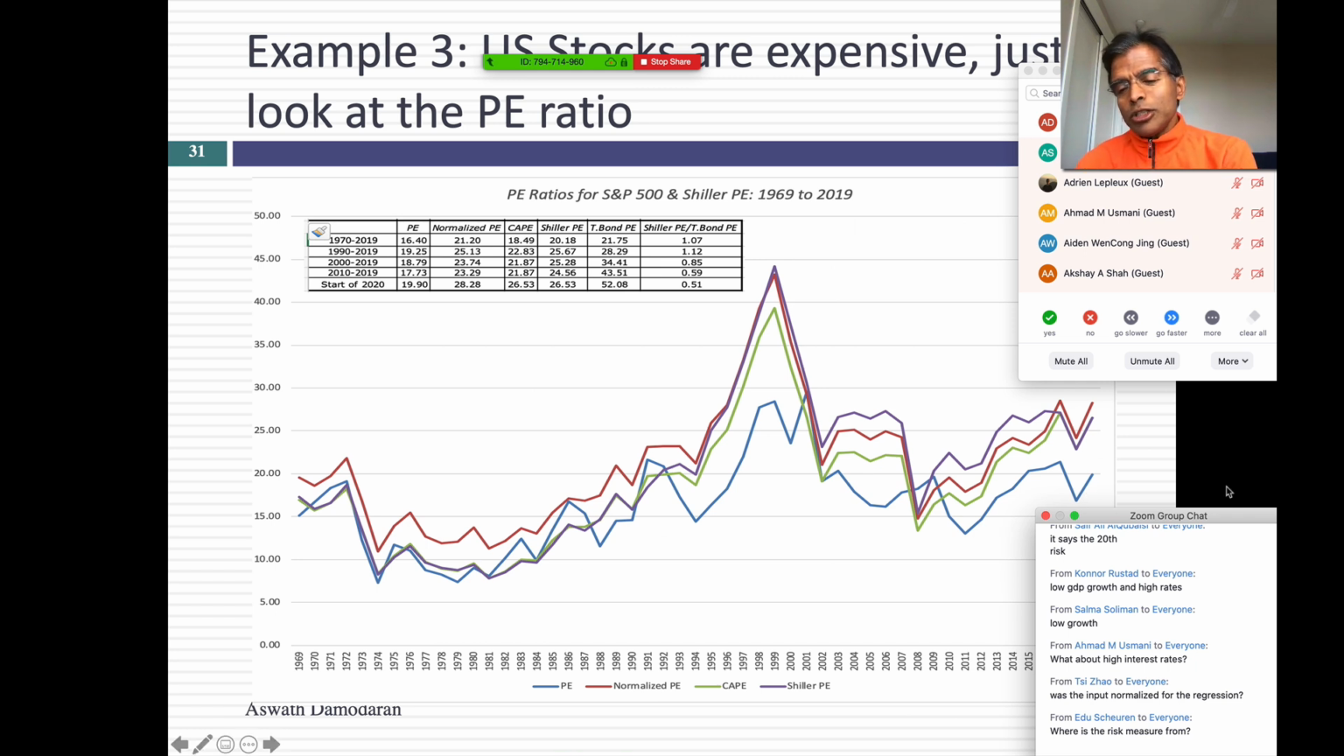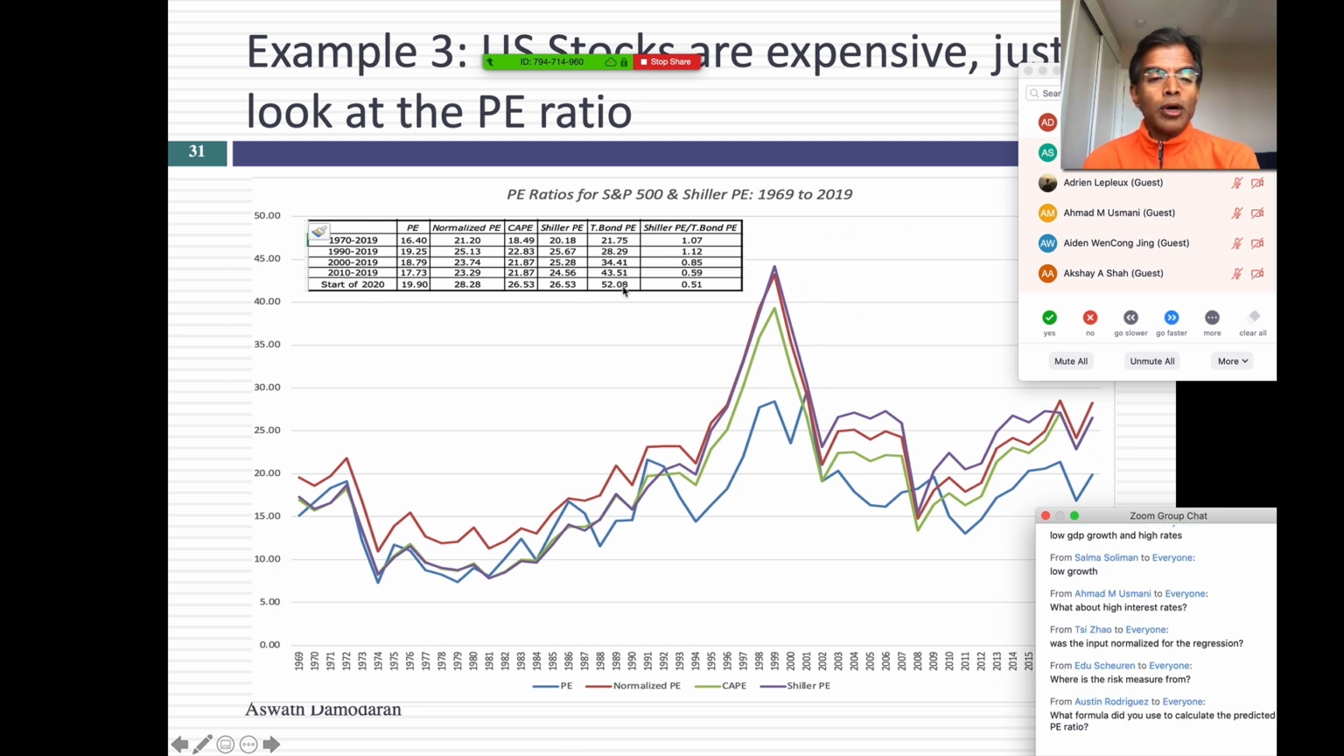Now, I know there are all these PE ratios that get thrown at you, but look at what they all do. They move together. I think a lot of this inventing and reinventing of PE ratios just makes it look like you've done something sophisticated. But using all of the different measures of the PE ratio, here's what I have. I have the PE ratio right at the start of 2020, and you can compare those numbers to what they were in the last decade, the decade before that, or go all the way back 50 years.